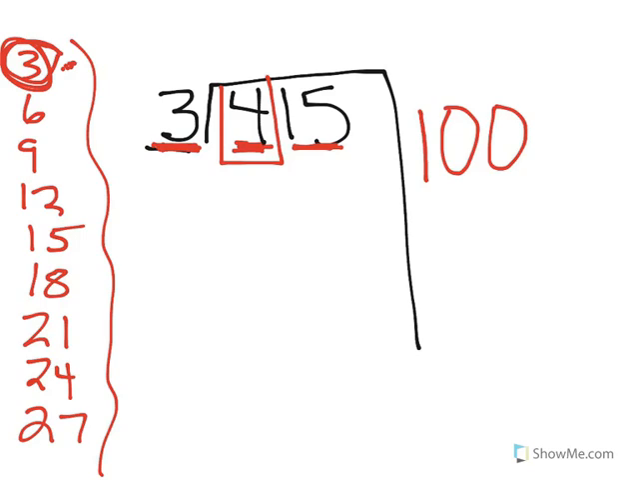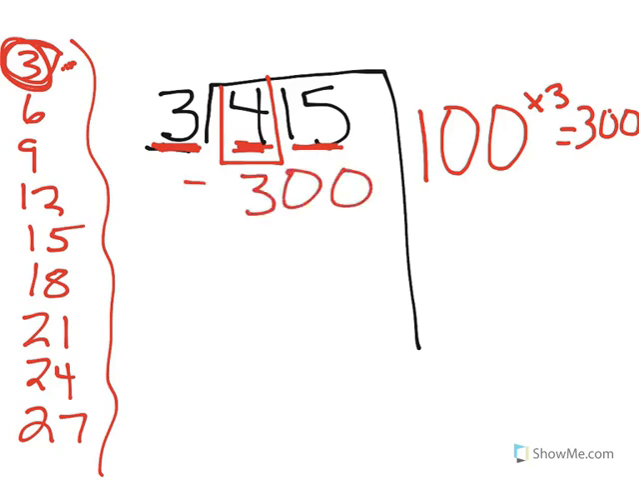So of course we have to multiply it by the divisor, so we put a teeny tiny 3, and that is worth 300. I subtract my 300, and I get 115. Of course this is way bigger than my divisor, so I have to keep going.